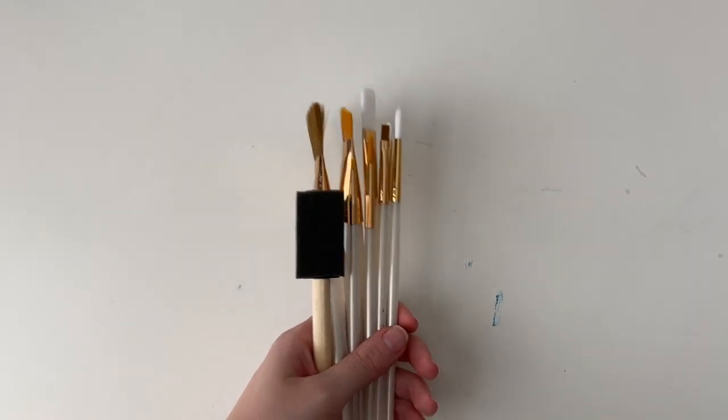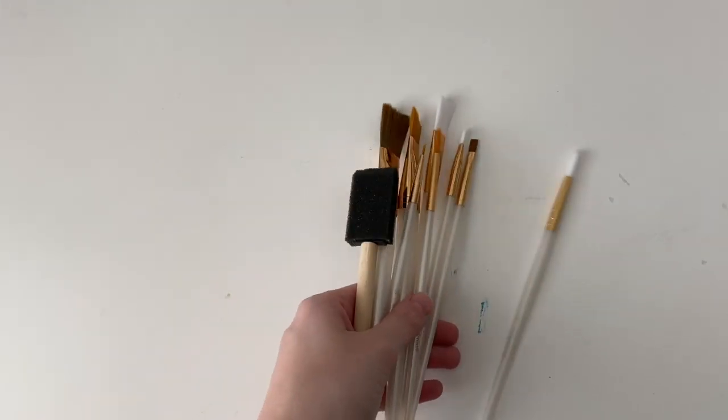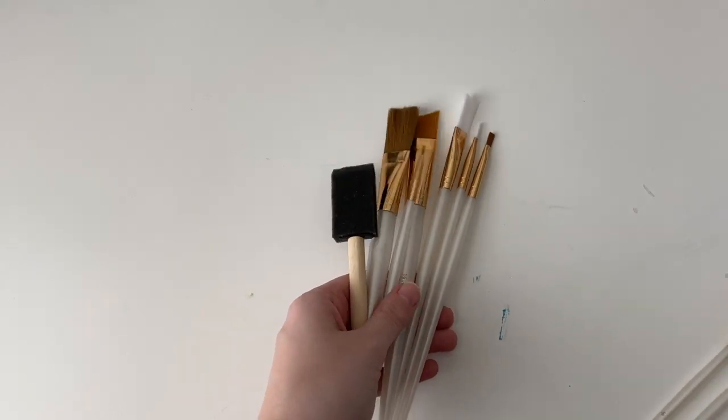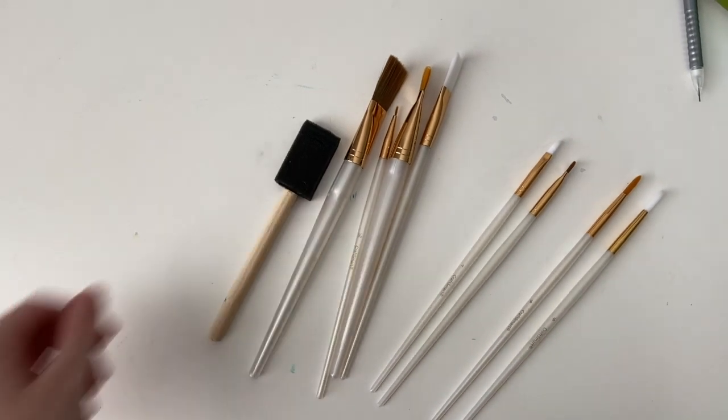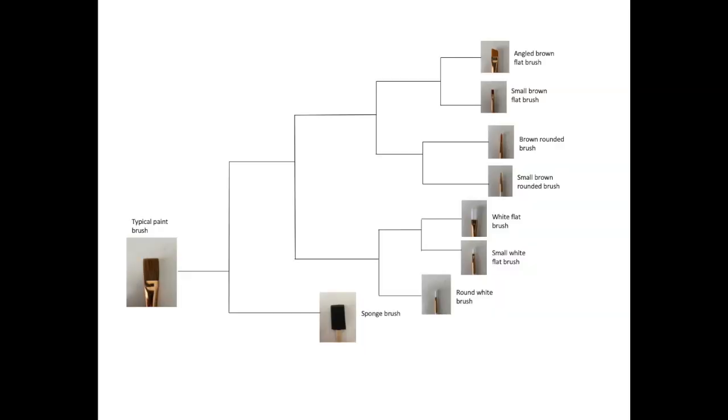Today I'm going to use a collection of acrylic paintbrushes to create a phylogenetic tree and explain how it and its different parts work. Here is the rooted tree I have created using 9 different acrylic paintbrushes.